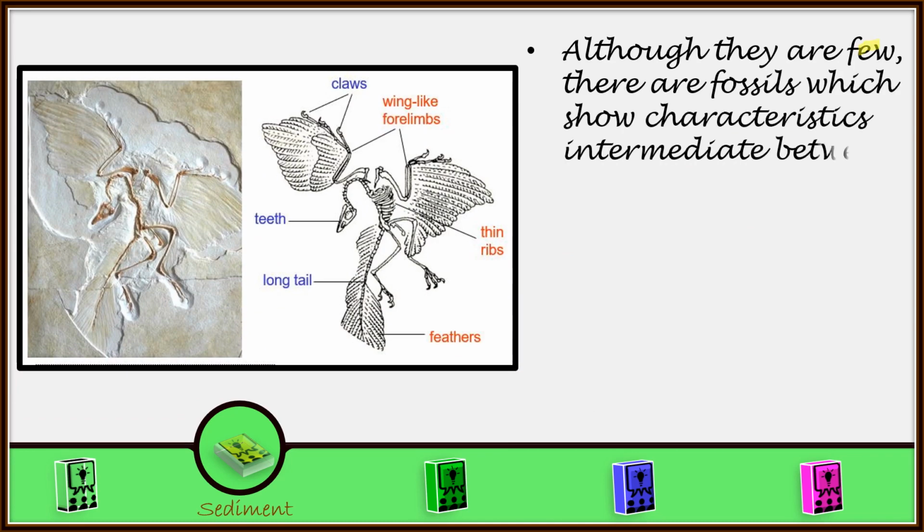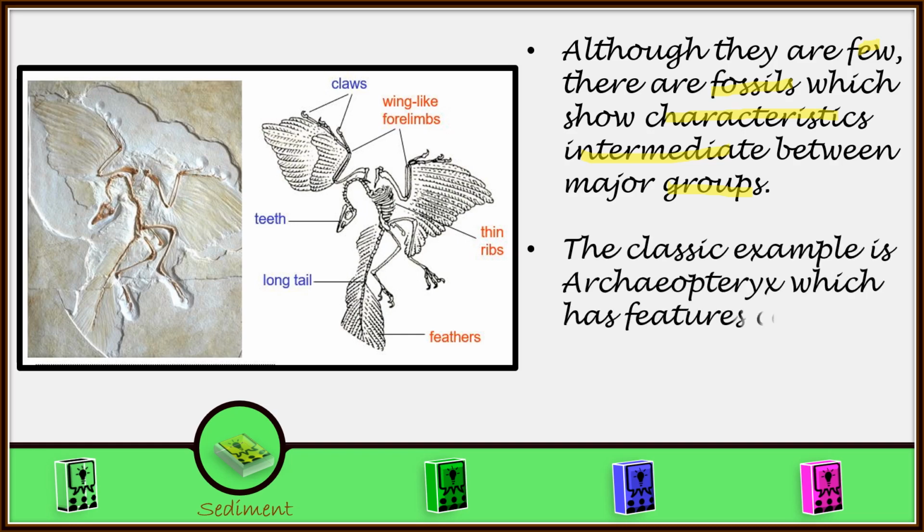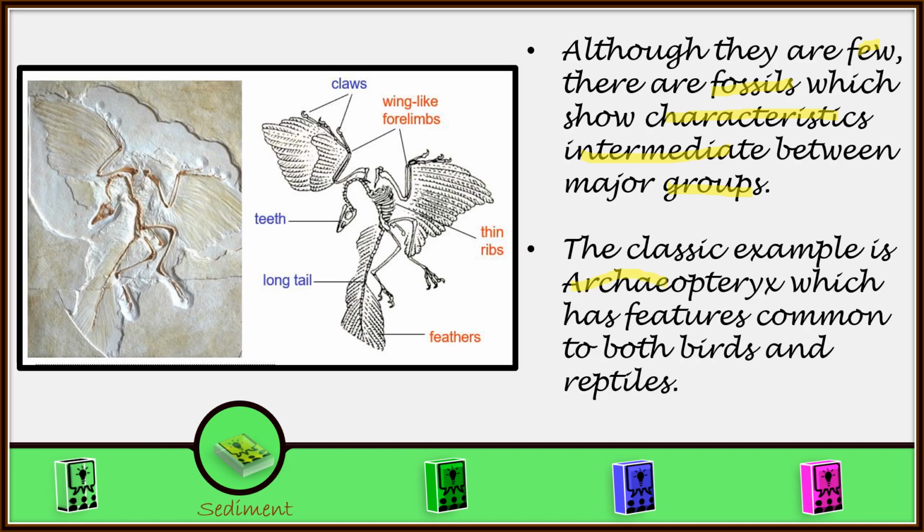Although they are few, there are fossils which show characteristics intermediate between major groups. For example, here we have the classic example of Archaeopteryx, which has features that are common to both birds and reptiles. Archaeopteryx is a fossil that was found in rocks, and it had features resembling those of reptiles.